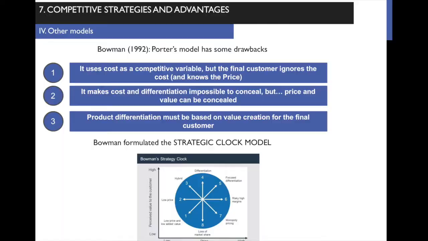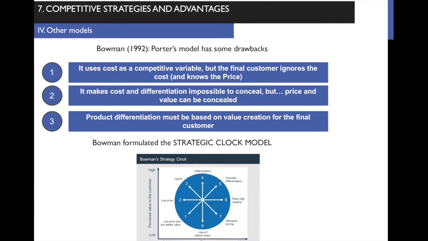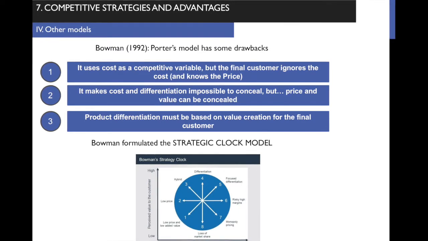In fact, here this model has also been criticized, but I like this criticism a bit more. Bowman in 1992 said that Michael Porter's model has some drawbacks, and Bowman's model, which I am going to explain, was lately perfected by Johnson, Scholes, and Whittington. But which were the drawbacks? Which were the problems that Bowman identified?